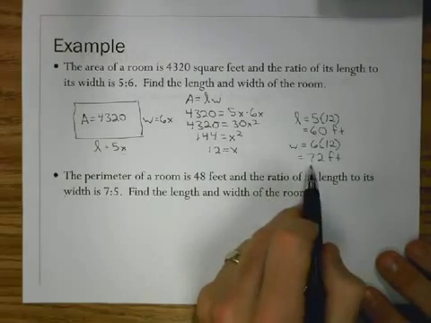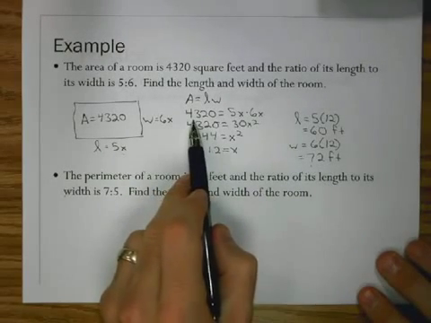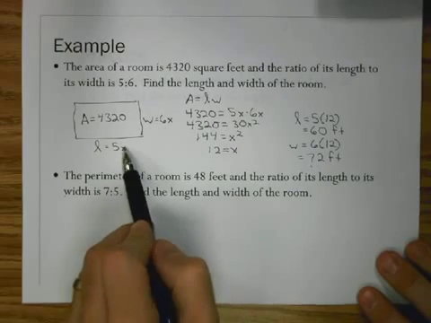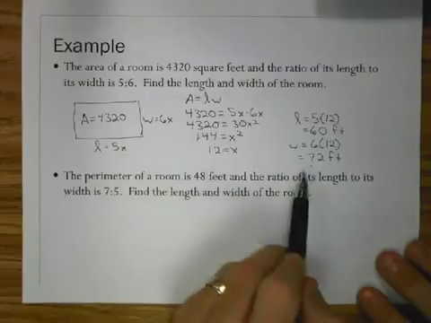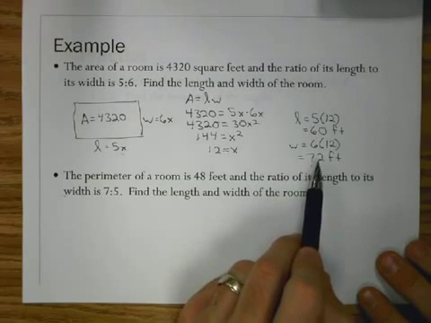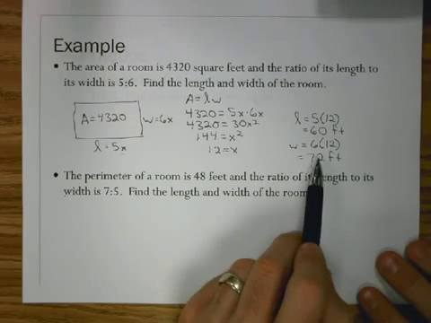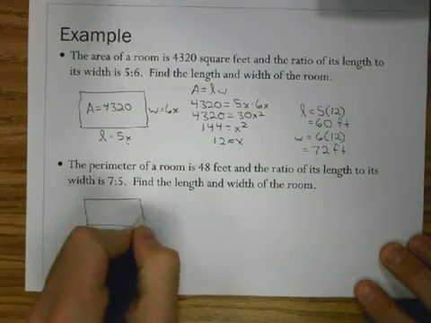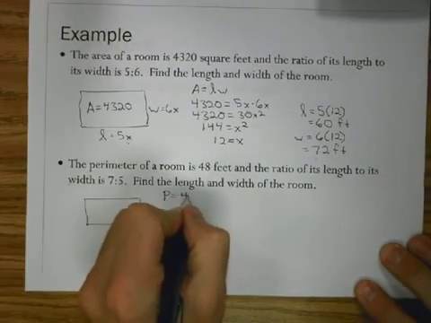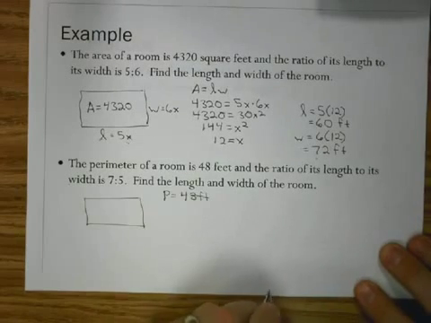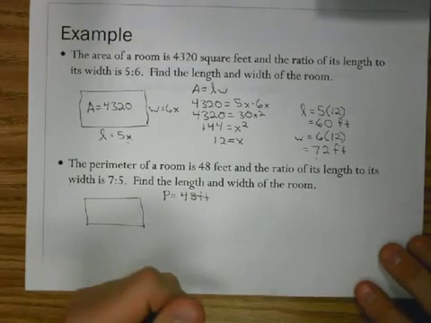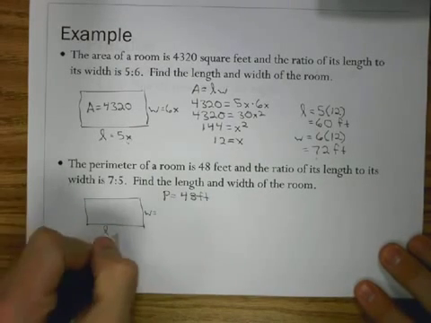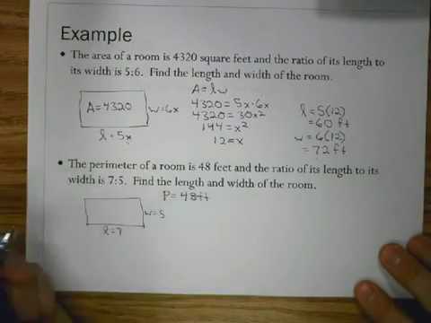So that means my length is going to be 5 times 12, or 60, and that would be feet. My width is going to be 6 times 12, or 72 feet. Now, check real fast. Is 60 times 72 equal to 4,320? If it is, we found the right value, and the ratio held, because 60 to 72 in the end would still reduce to 5 to 6.